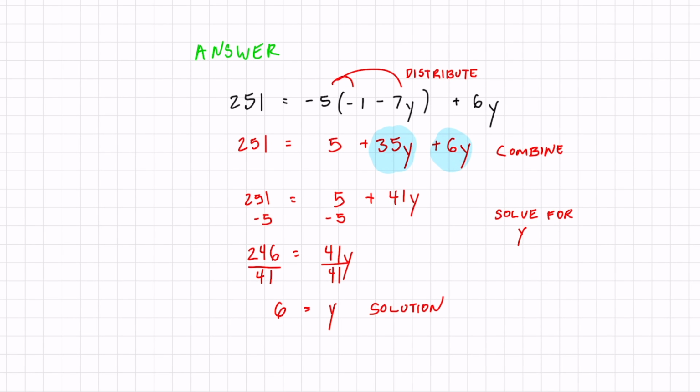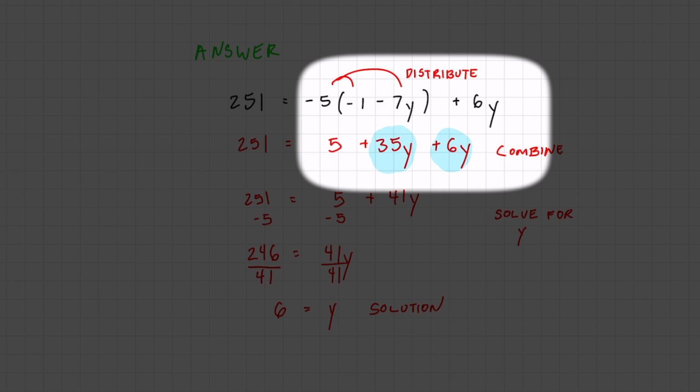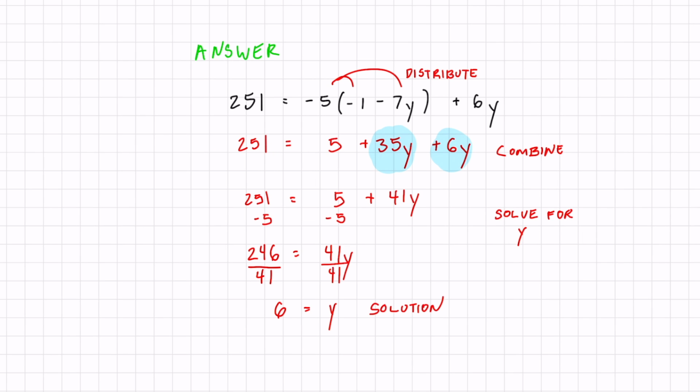Here is the answer. You want to focus on the right side first when you started this problem, and negative 5 is what you're going to distribute. This time the y terms are the ones that you can combine. You put those together and you get 41y. And from there, it's just a 2-step equation. I'm not even going to go over that, but the solution is 6.